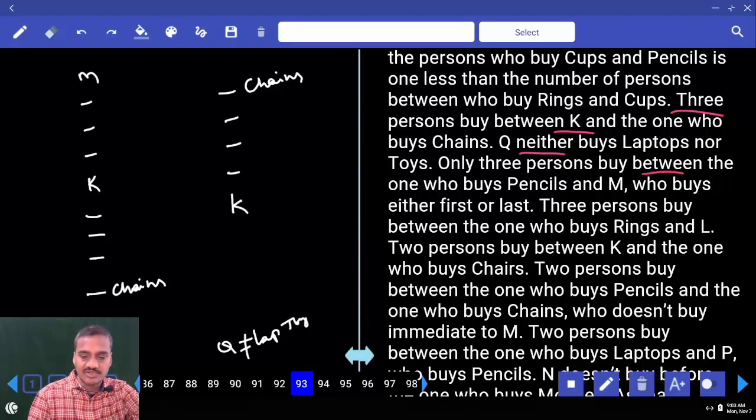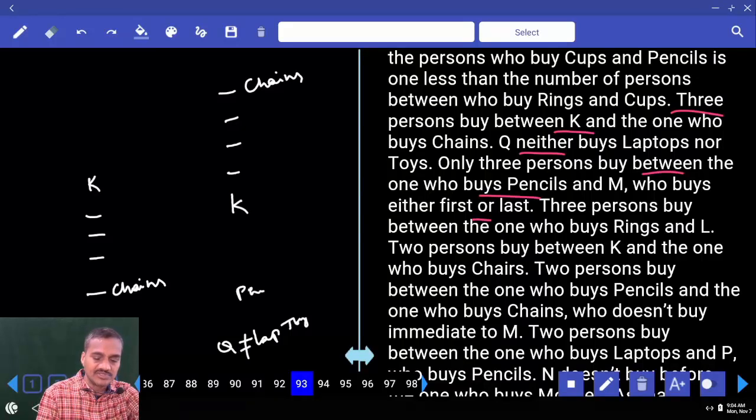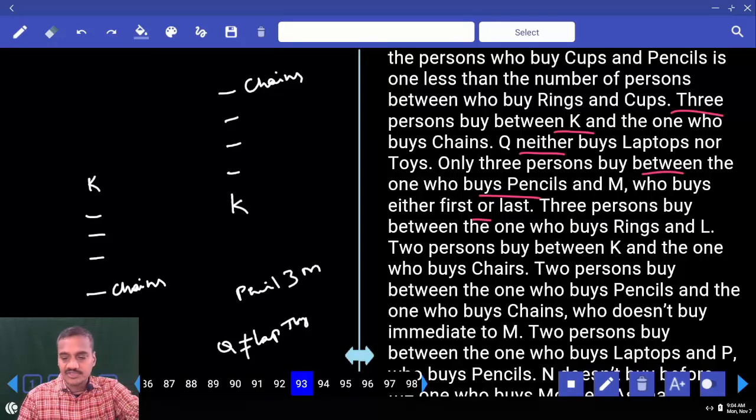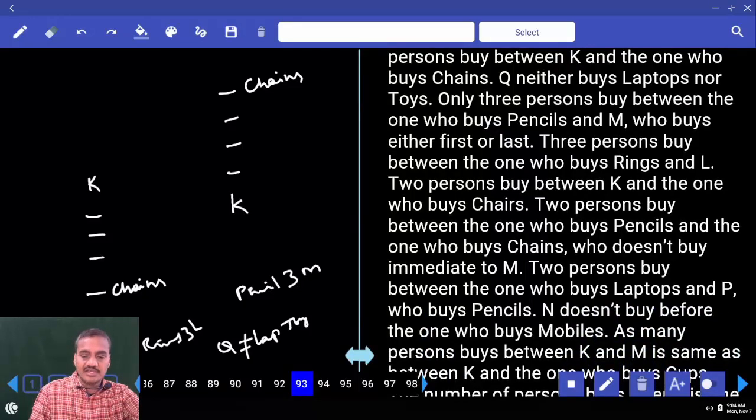Only 3 persons between the one who buys pencil and M. And M buys either the first or the last. Between pencil and M, there must be exactly 3 persons. And 3 persons between rings and L. Between ring and L there must again be 3 members. And 2 persons between K and the one who buys a chair. K and chair, how many persons? There must be exactly 2 people.